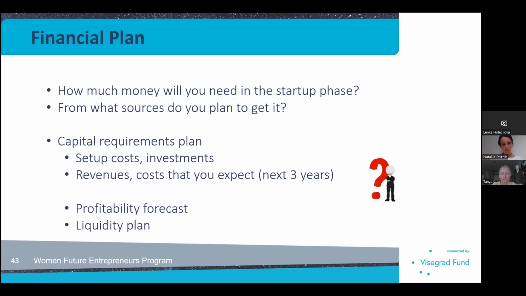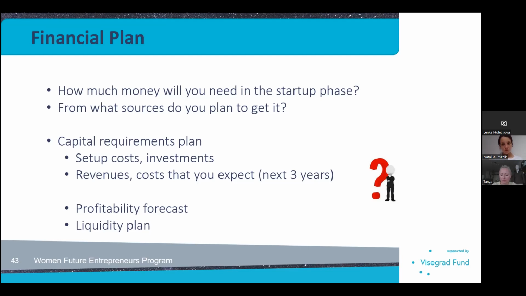Then we have to think about our capital requirements plan regarding the revenues and costs that we expect, and the perfect way to create it is to think about the next 3 years.